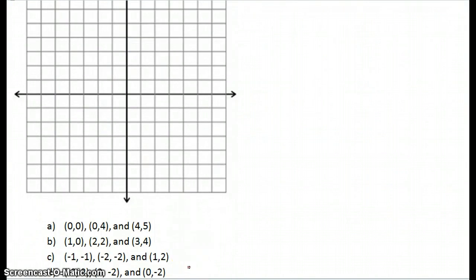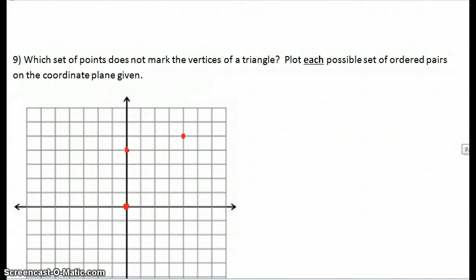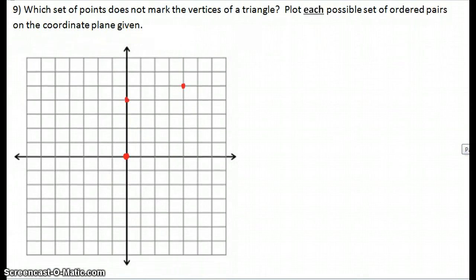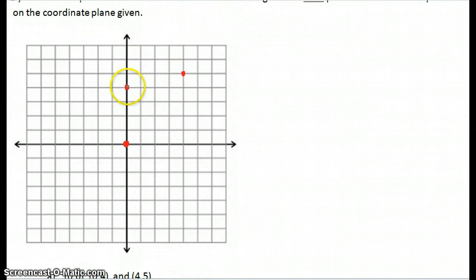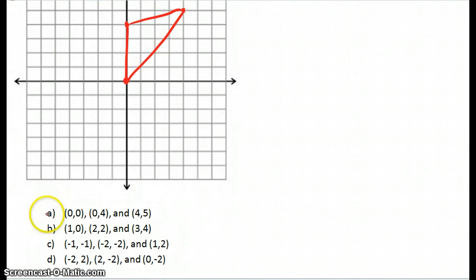For the next problem, I'm just going to plot the points. I'm going to do them in different colors so you can see. So the very first one is 0, 0, 0, 4, and right here. And let's see what our question's asking. Which does not mark the vertices of a triangle? If we made each of these lines, this would definitely make a triangle. So we know it's not answer A.